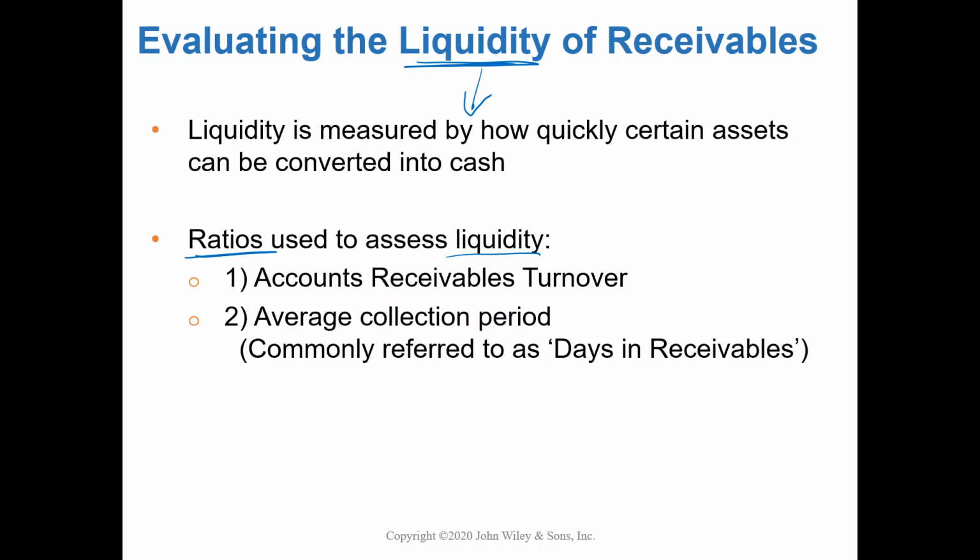So two ratios. The first is called accounts receivable turnover, or maybe just receivable turnover. And then the second is the average collection period. And this is really commonly also referred to as days in receivable. So our textbook calls it average collection period, but you'll likely see days in receivable if you go on and do accounting later.